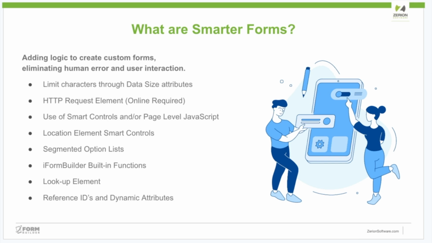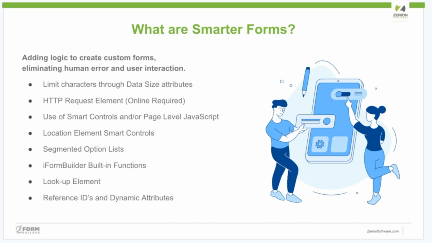Smarter forms may also make use of the location element smart controls so that you can parse out those location details so that you can connect to a GIS or geospatial software with the correct formula, essentially, of how you need the location information to be displayed. So maybe you need it to say latitude, comma, longitude. So you're able to use the location smart controls to populate that information and have it already formatted in a field.